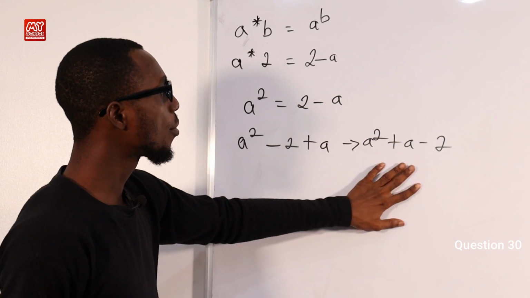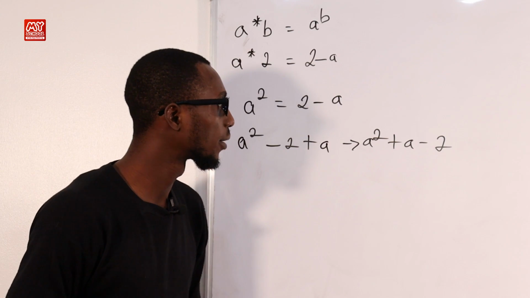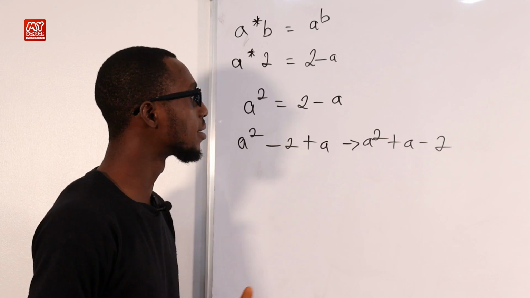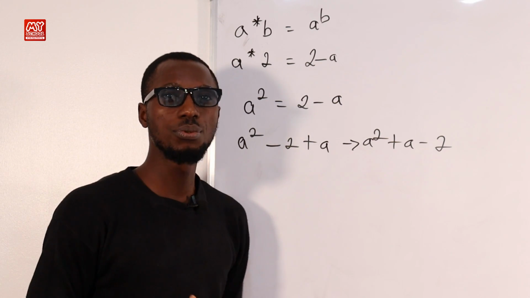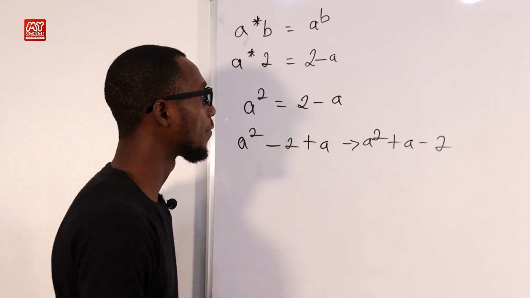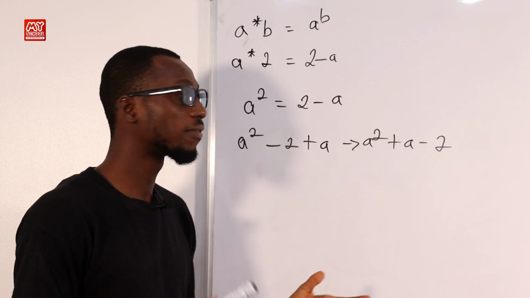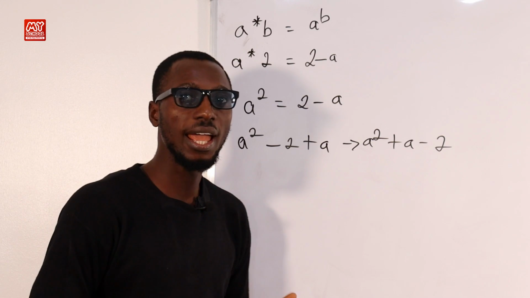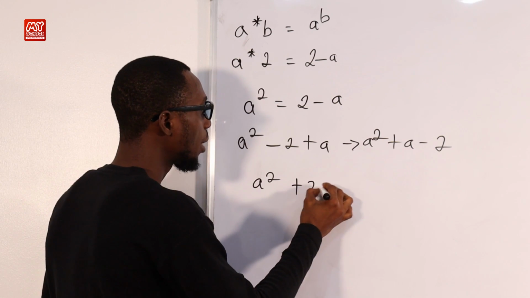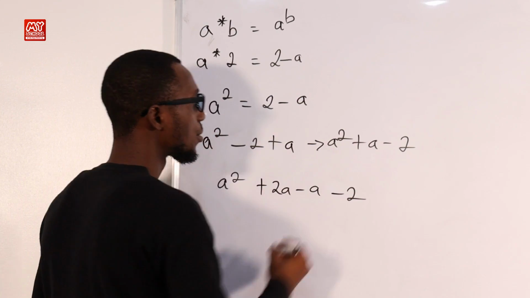So when we factorize this, let's pull out how we factorize. We multiply by the coefficient of a squared. What we are looking for is what numbers we can add up together to give us what we have here, and if we multiply them together, they give us minus 2. Those values are plus 2a and minus a. So that will be a squared plus 2a, minus a, then we have minus 2.